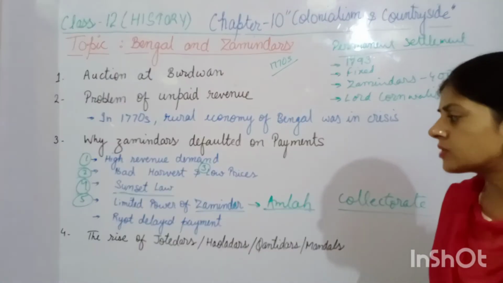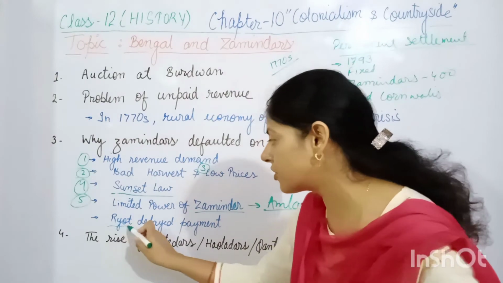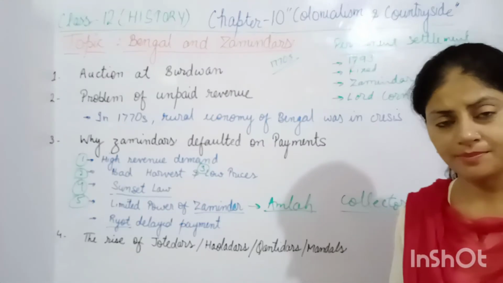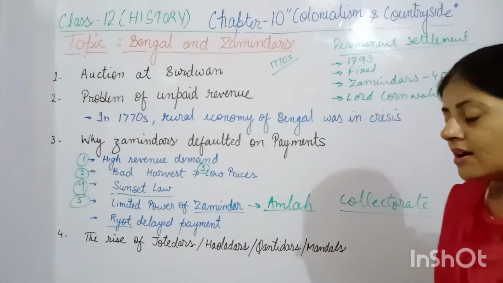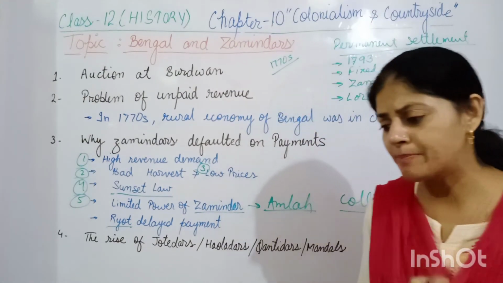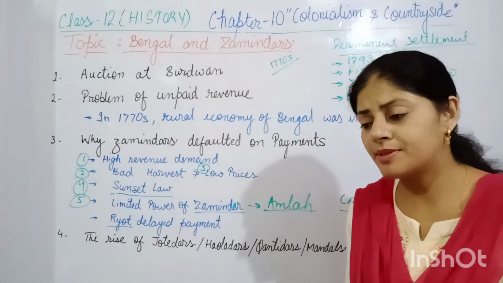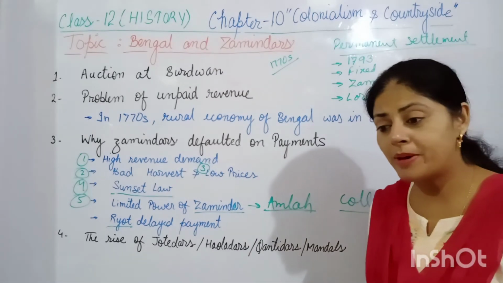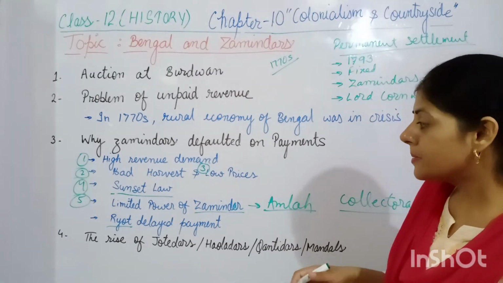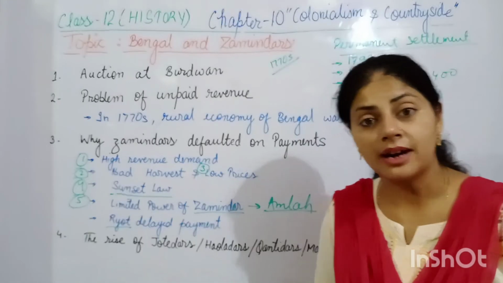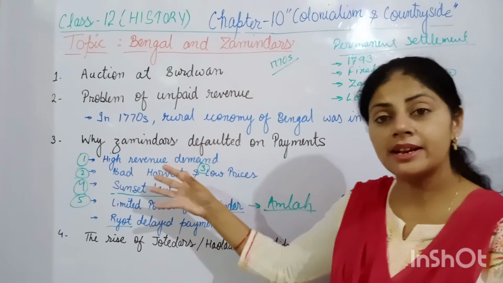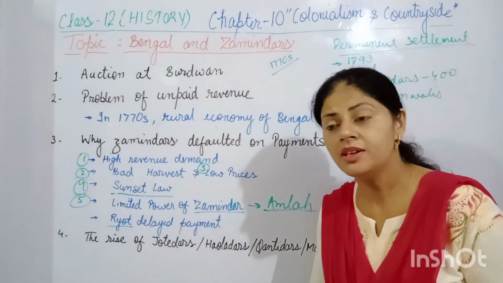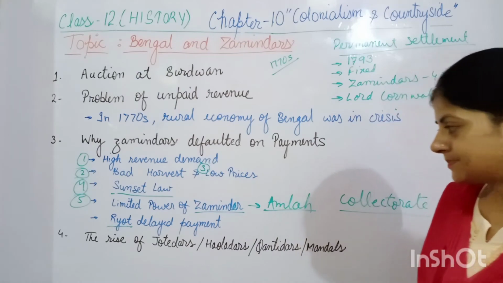So most of the time, these ryots, the peasant class, the cultivators, delayed the payment. Why did they delay the payment? Sometimes because of their own problems, and sometimes they delayed the payment to make a hard time for the zamindar, so that the zamindari of that particular zamindar got auctioned. That's why they themselves did this.